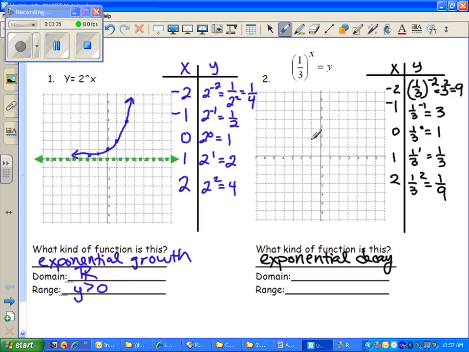-1 is at 3. 0 is at 1. 1 is at 1/3. 2 is at 1/9. It's just going to keep getting smaller, but it's never going to be 0.